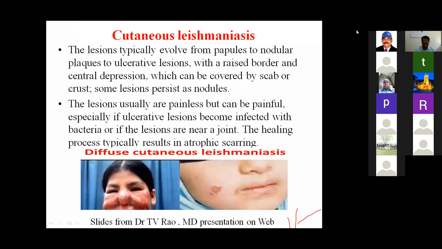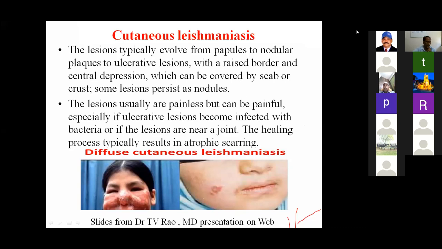So the lesions typically evolve from papules to nodular plaques to ulcerative lesions with raised borders. Centrally, it is depressed and covered by a scab or crust. Some lesions persist as nodules. The lesions usually are painless but can be painful. If ulcerative lesions become infected with bacteria or if lesions are near a joint, the healing process typically results in atrophic scarring. I mean to say, when these lesions go away, they cause a scar on your face.